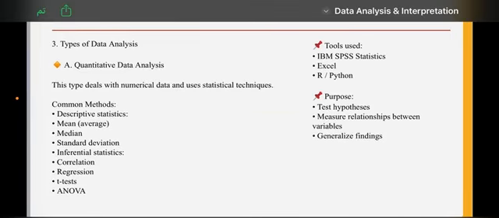We have types of data analysis. We have three types. First one is quantitative data analysis. This type deals with numerical data and uses statistical techniques. Common methods include descriptive statistics like mean, average, median, standard deviation, and inferential statistics like correlation, regression, t-test, and ANOVA. Tools used are IBM SPSS Statistics, Excel, and R or Python. Their purpose is to test hypotheses, measure relationships between variables, and generalize findings.